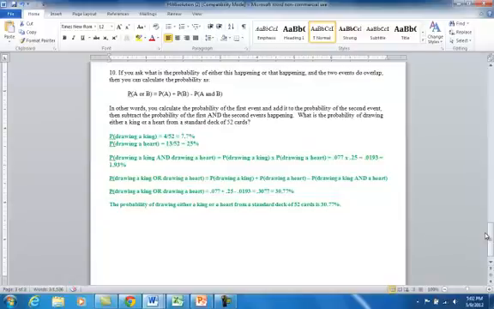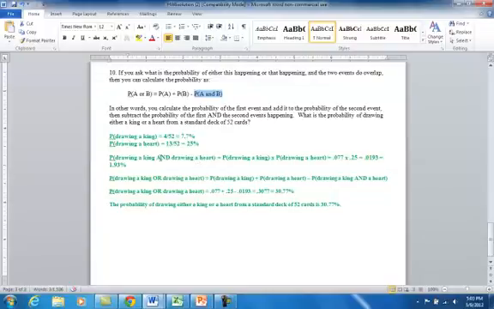So the probability of drawing either a king or a heart from a standard deck of 52 cards. Following the formula, the probability of drawing a king is 4 out of 52, and that equals 7.7%. The probability of drawing a heart: there's 13 hearts in the deck, 13 over 52 is a 25% chance that you're going to draw a heart, which makes sense if you play cards, right? Because there's 4 suits, and hearts are one of them. So for that, what we want to calculate is the second part of this formula right here, the probability of A and B.